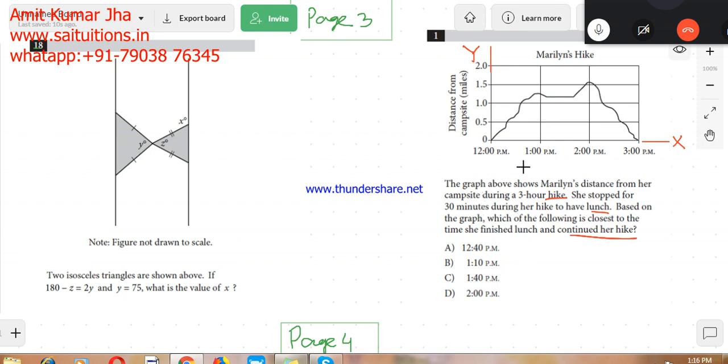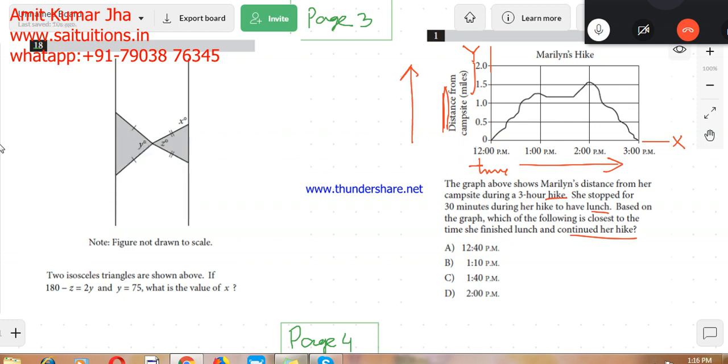Along the x-axis you can see they have mentioned the time, and along the y-axis they have mentioned the distance in miles. It is written over here. I am not saying anything of my own. It is mentioned over here: distance from campsite in miles. Distance is in miles, and this is the time, 12 p.m., 1 p.m. So this is a graph between time and distance, right?